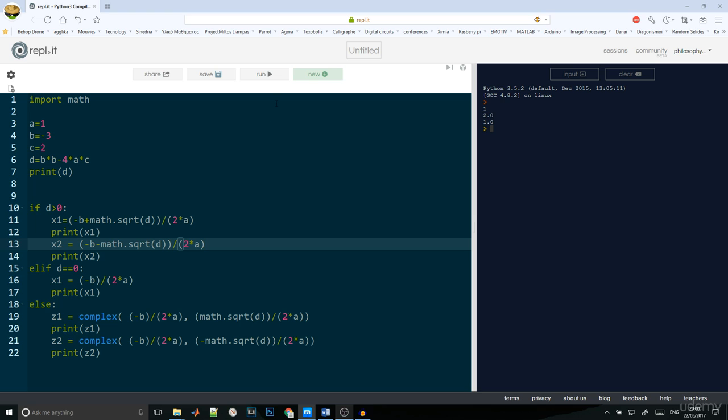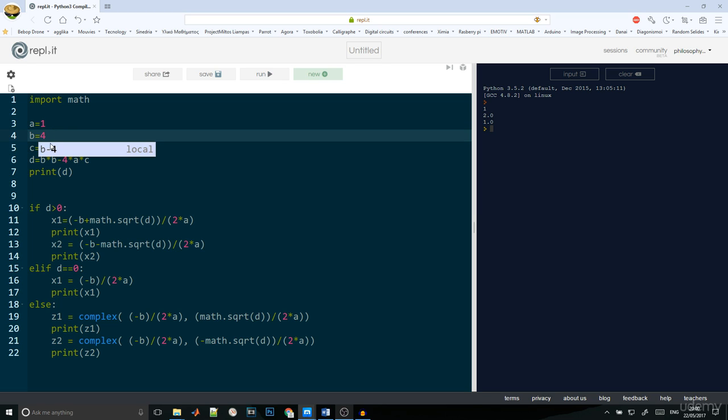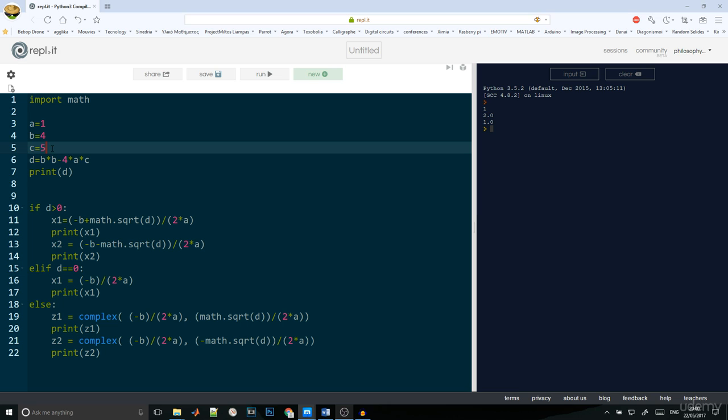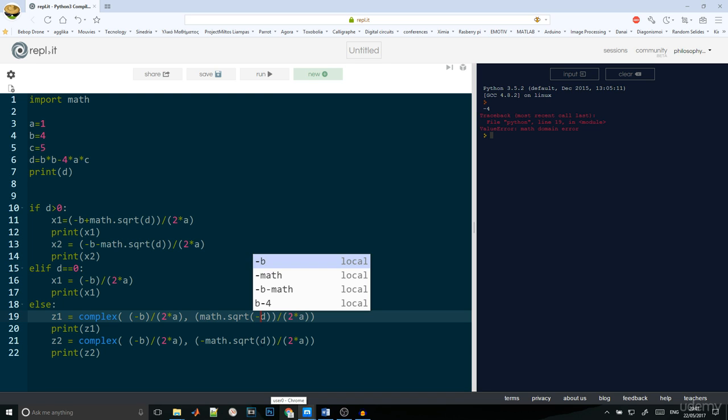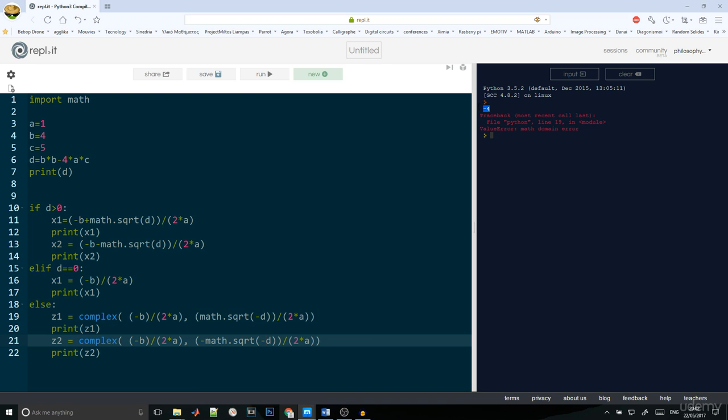So now we can use the algorithm. For the previous coefficients, we have these results. Then if we use these coefficients, we will have these results. Okay, the problem is that we forgot that here we need minus d because d is less than 0. As you can see here, we have the correct results.